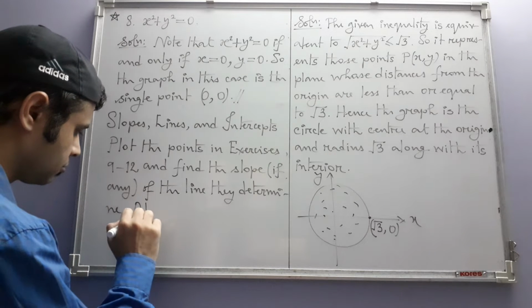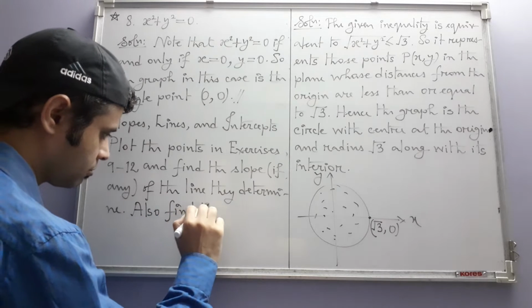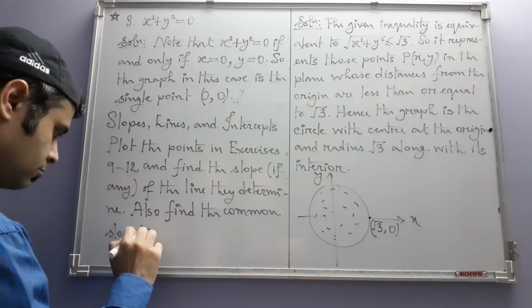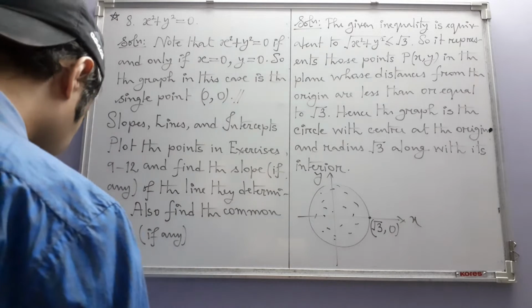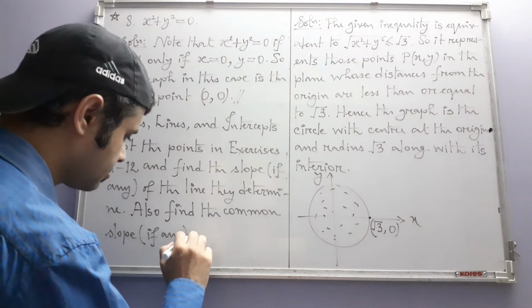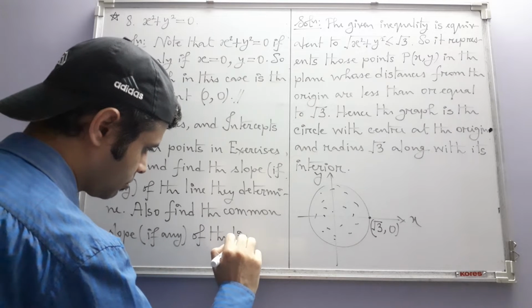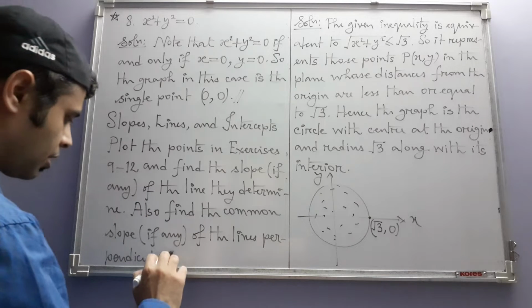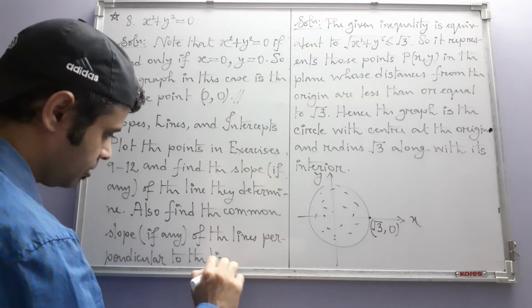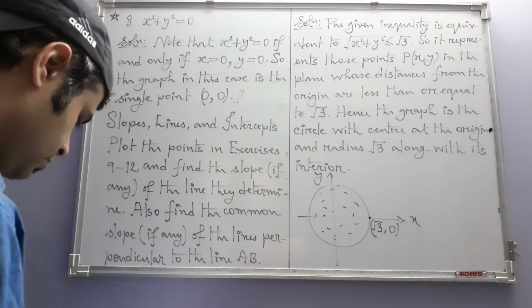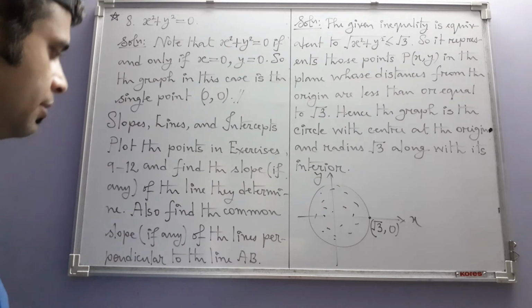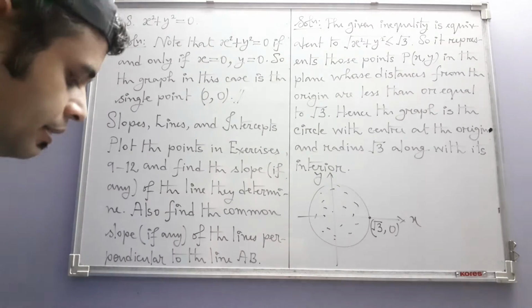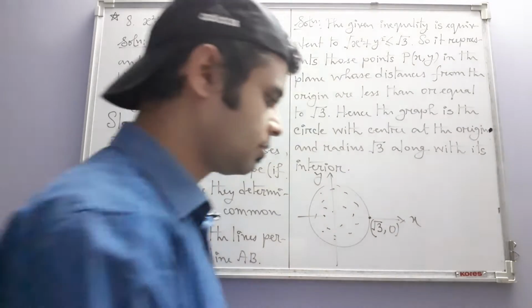Okay, now there are 4 exercises. Since we have to draw, let us just draw all of them together, and for each one of them we will find the things. So we write a common solution.